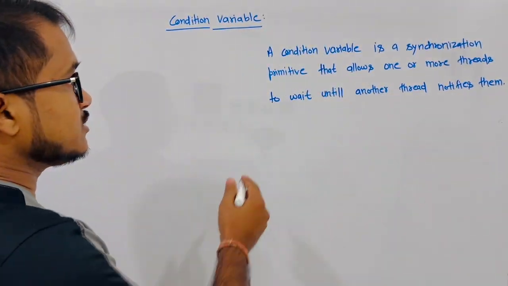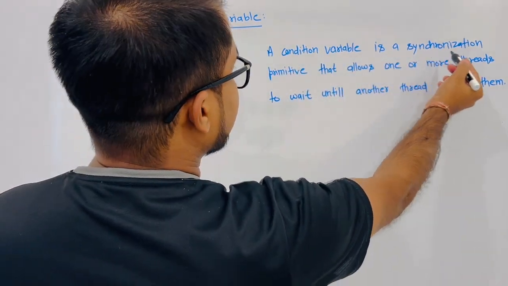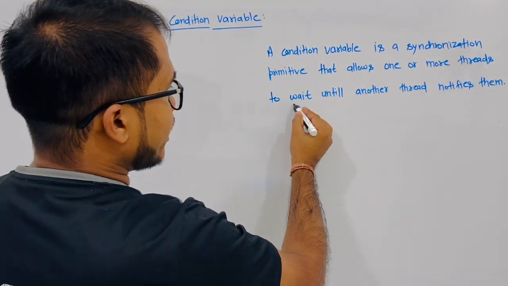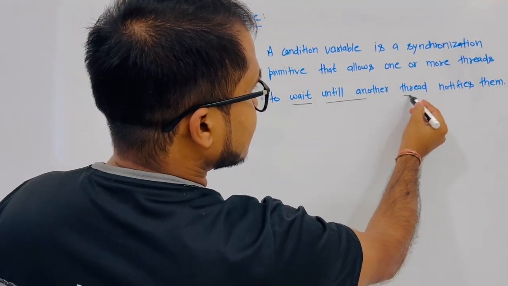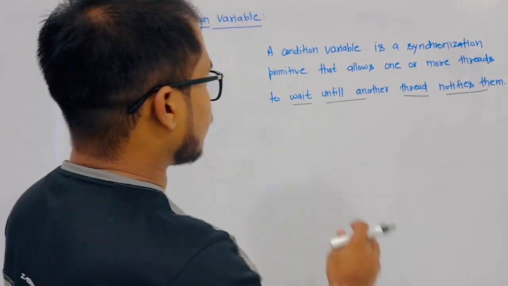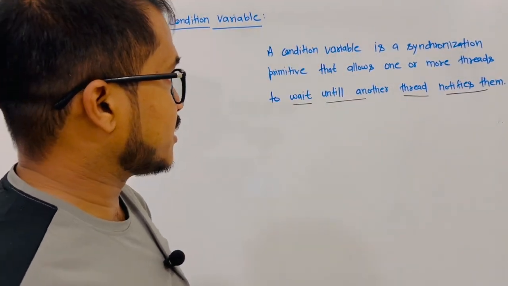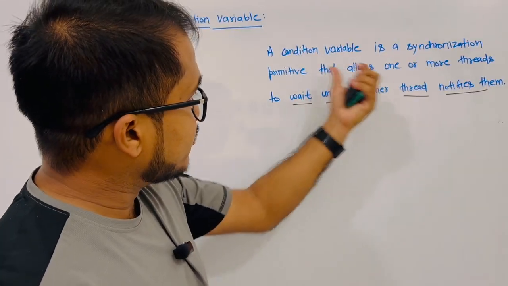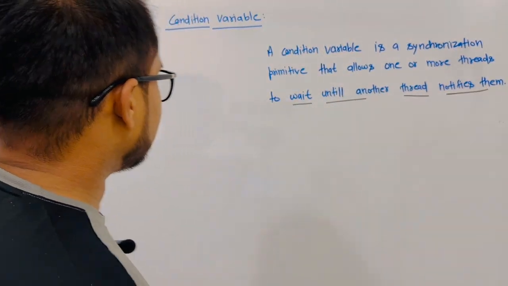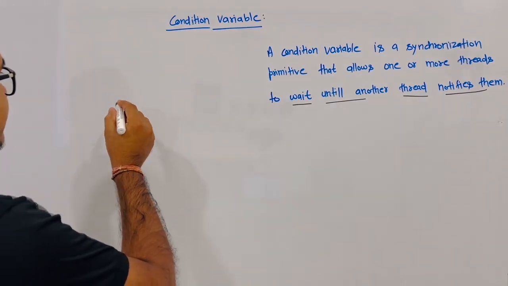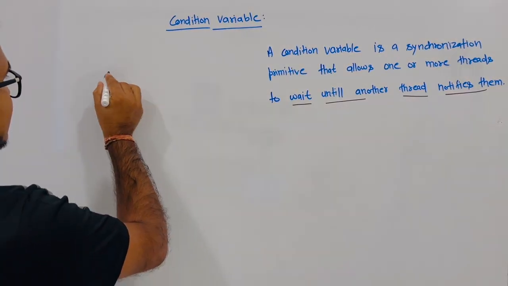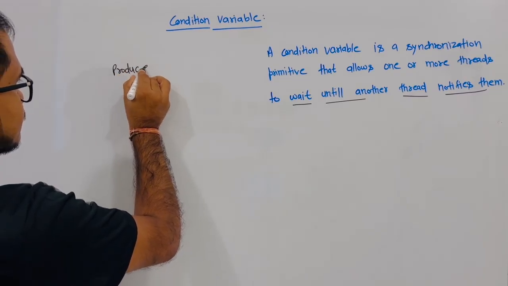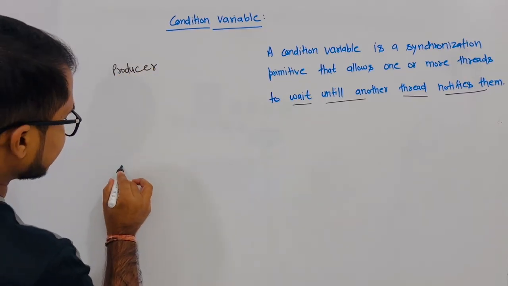So by definition, a condition variable is a synchronization primitive that allows one or more threads to wait until another thread notifies them. For now, you might not have understood this definition, so we'll take an example and try to understand its meaning. Let's say inside my system, there are two threads. One thread is the producer thread and the second thread is the consumer thread.